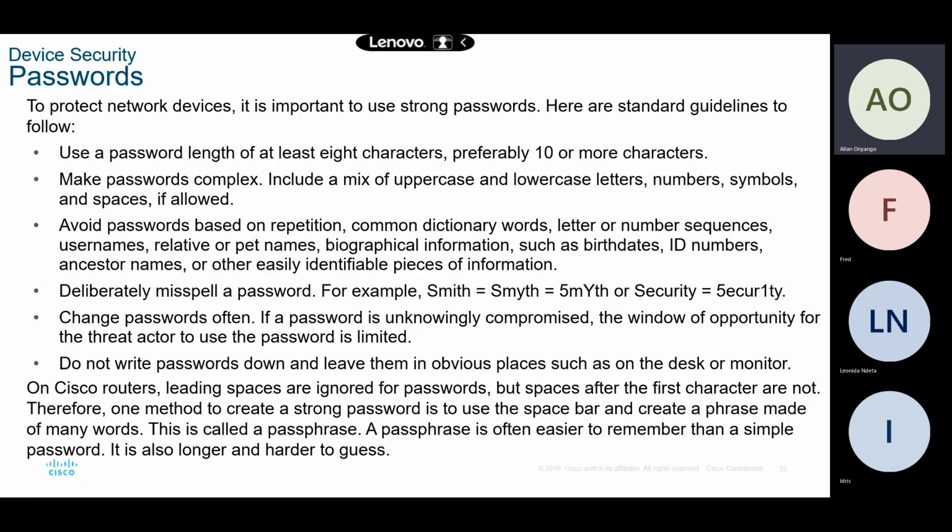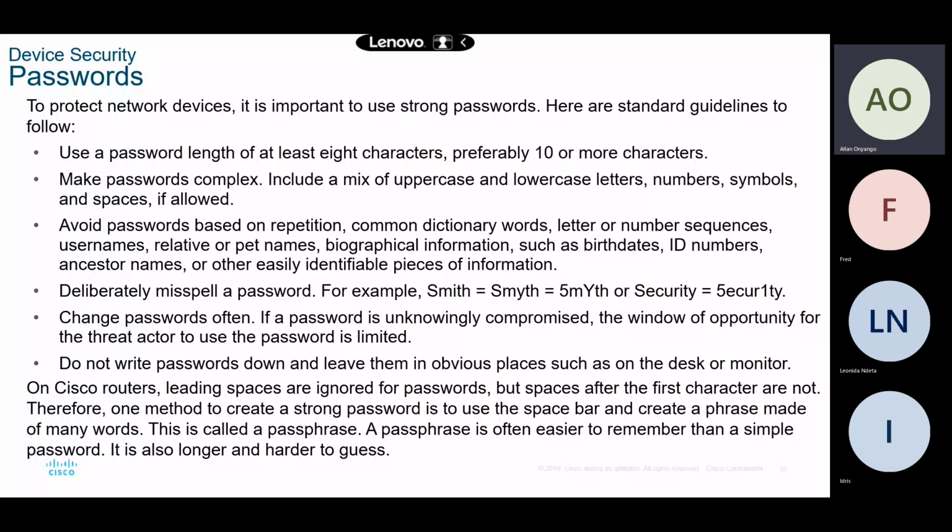Then, apart from that, make sure that you avoid using passwords based on some repetition criteria. Avoid dictionary passwords. These are passwords that are from words in the dictionary, or number or letter sequences like 1, 2, 3, 4, 5, 6, 7, 8, 9. Very bad. Don't use any patterns when creating a password. Very, very important. Some people like using their pet names, their relative names, their biographical information, birth dates, ID numbers as passwords. Please avoid those things.